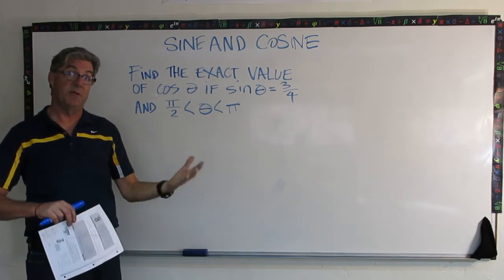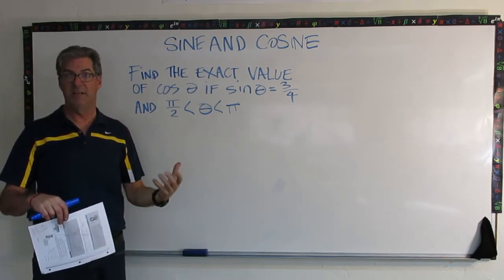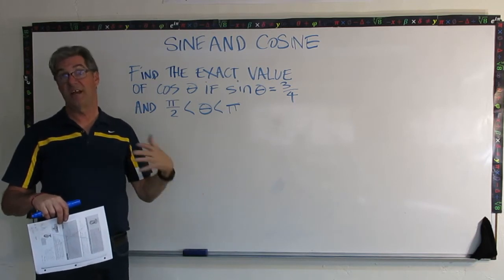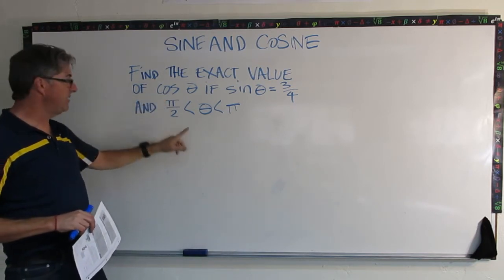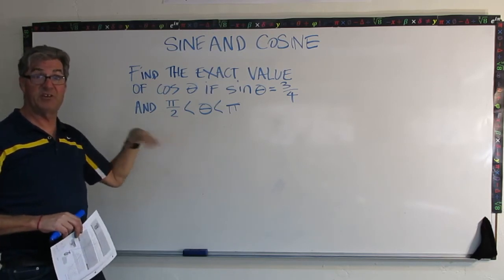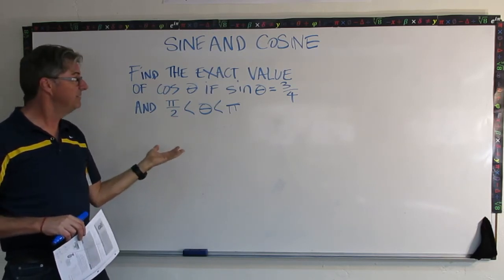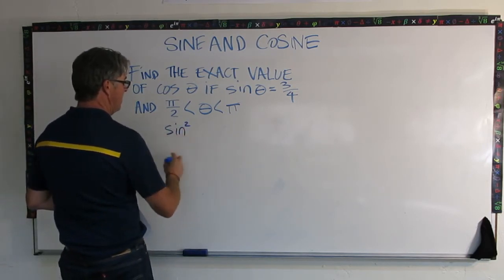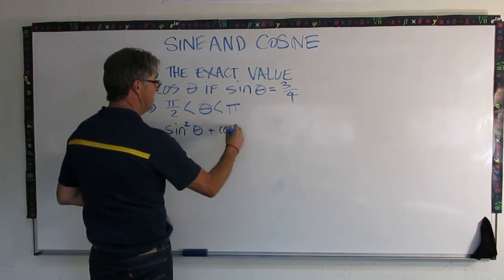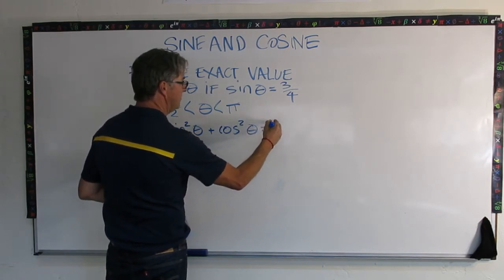Our first step is just going to be to use the identity sine squared theta plus cosine squared theta equals 1 to figure out what cosine theta could be, and then we'll take a look at the range to figure out if we need to toss out any of those values that we get. So, the first thing we have is sine squared theta plus cosine squared theta equals 1.